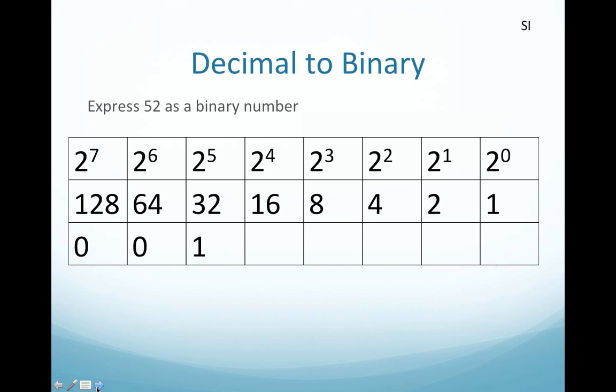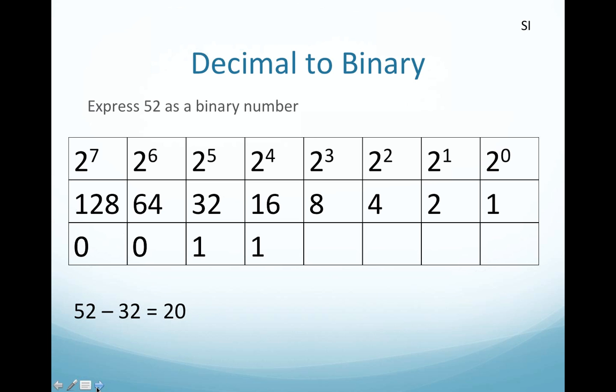Okay, in this case, we're going to use our binary place value chart again. And so we're going to look for the highest power of 2 that is not greater than 52. Okay, so we can't use 64 because 2 to the 6th power equals 64, which is clearly greater than 52. So what we'll do is we'll use 32. Okay, so we look at 32. When we take 32 away from 52, we have 20.